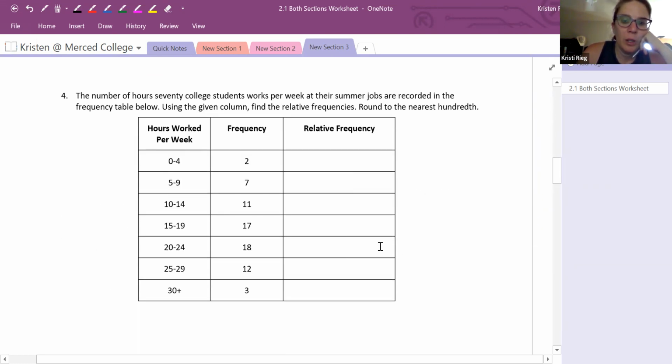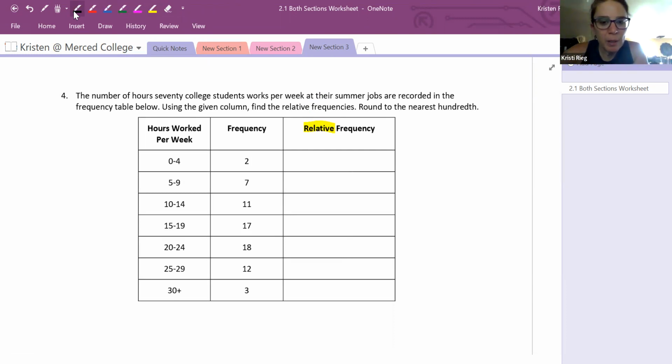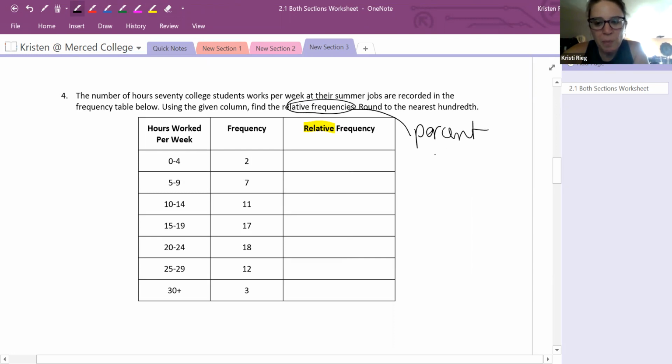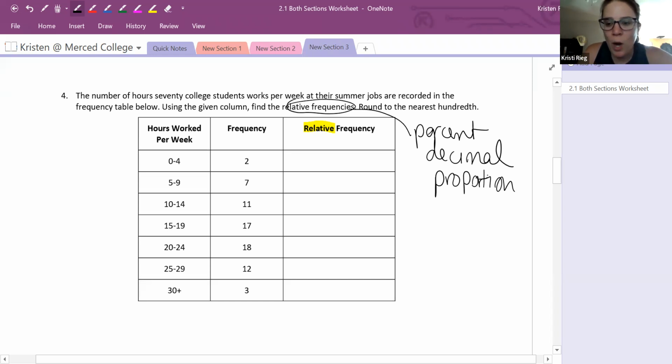Okay, now a new word is relative frequency. So the relative frequency is just going to be a percent. Let me write it right here. It is either a percent, a decimal, or a proportion, which is just a fraction. Proportion. I'm terrible at spelling. Okay, one of those things, it doesn't matter. I think it says round to the nearest hundredth on this particular problem. So that's leading me to believe that this is going to be a decimal problem.